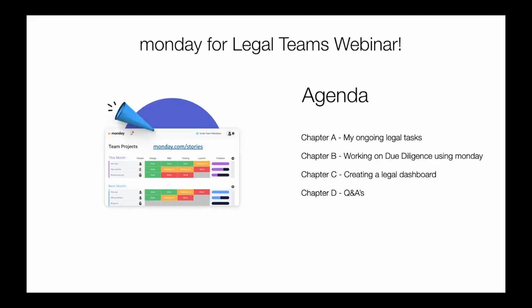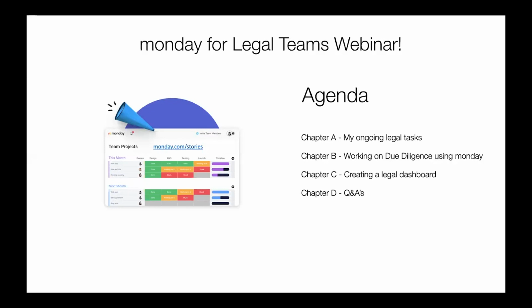Then we'll talk about working on due diligence using Monday. Now, this is something that is also relatively new and can definitely use for inspiration. We'll start by importing an Excel sheet and turn it into a board. We'll structure that board. We'll see how you can share that board either with clients or with other legal teams. And at the same time, keep everything very obvious and everybody could see exactly what's the status of each task and every document in any given second.